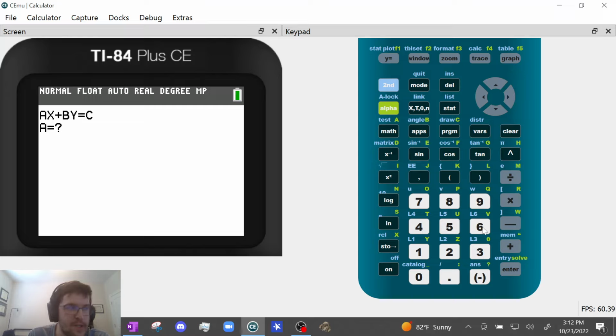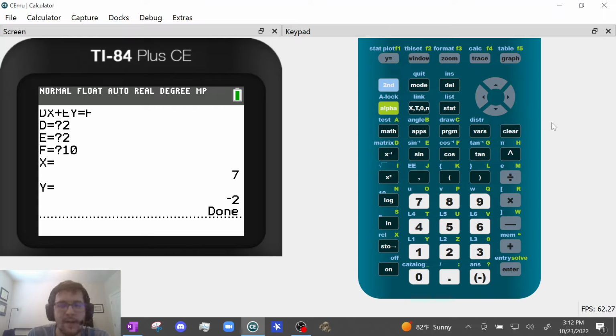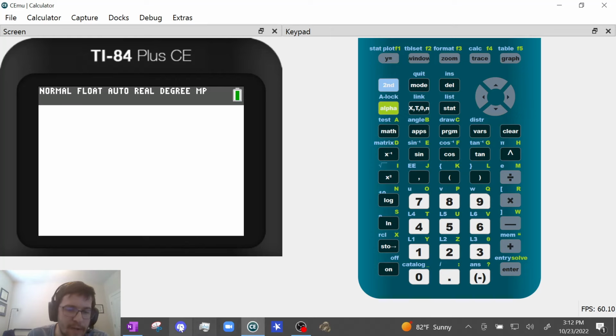So the first coefficient is 6. The next coefficient is 7. The next coefficient is 28. And then in the bottom equation, we have 2, 2, and 10. And you see I get x equals 7, y equals negative 2. Wow, that probably would have taken me like 10 seconds on the test. And as long as I type it in correctly, there's no way I'm going to get it wrong.